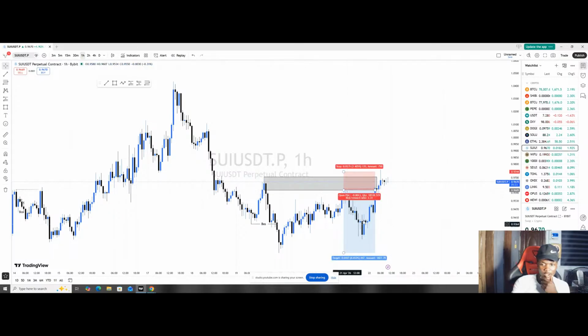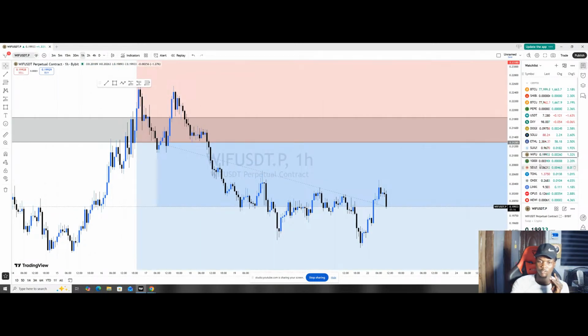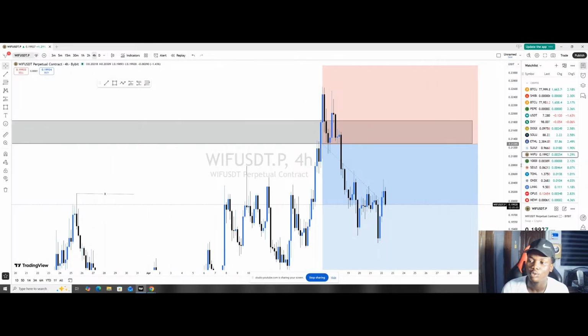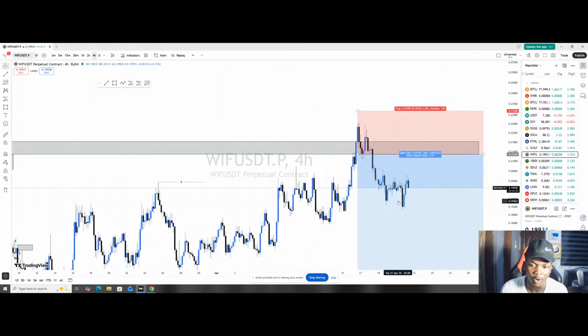Okay, this is SUI, the trade we took yesterday, and let's go to 1000 PEPE. Okay, this is with USDT. On PEPE USDT, we actually made this analysis last week, and it is so painful. I did not enter this trade.